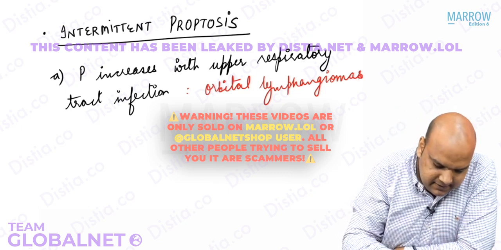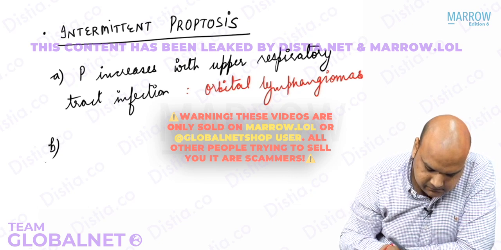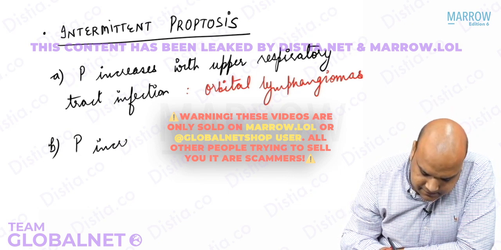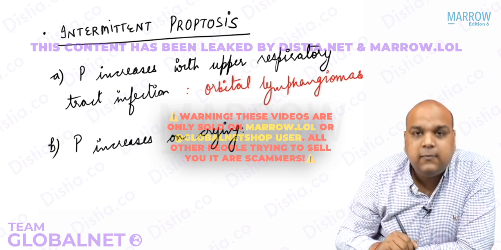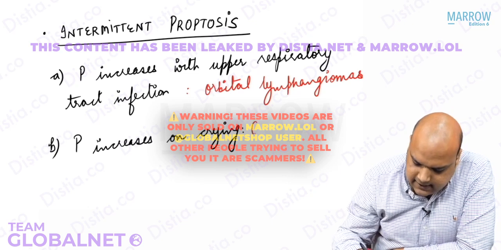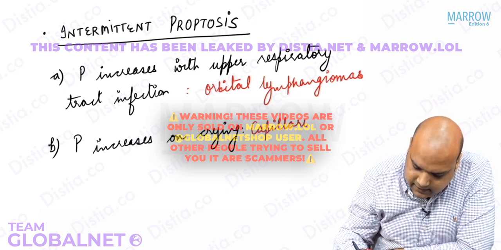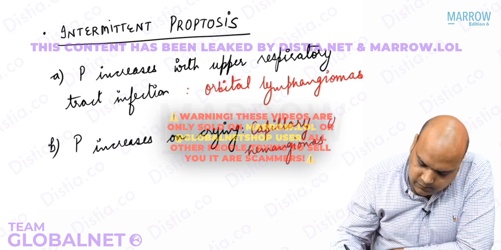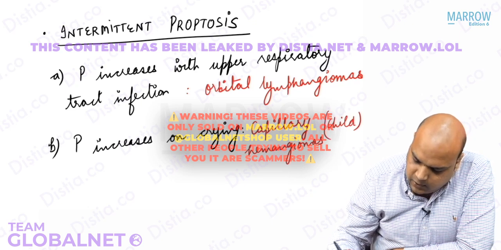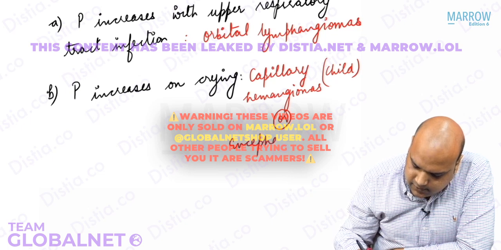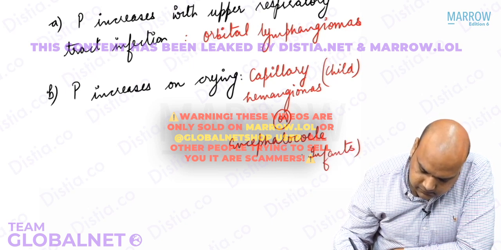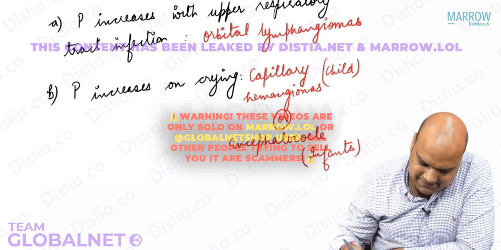No confusion? Secondly, if the proptosis increases on crying, then the usual cause that we say is capillary hemangiomas. Obviously, we are talking about children here. Or the cause can be encephalocele in infants. Okay, no confusion about this.